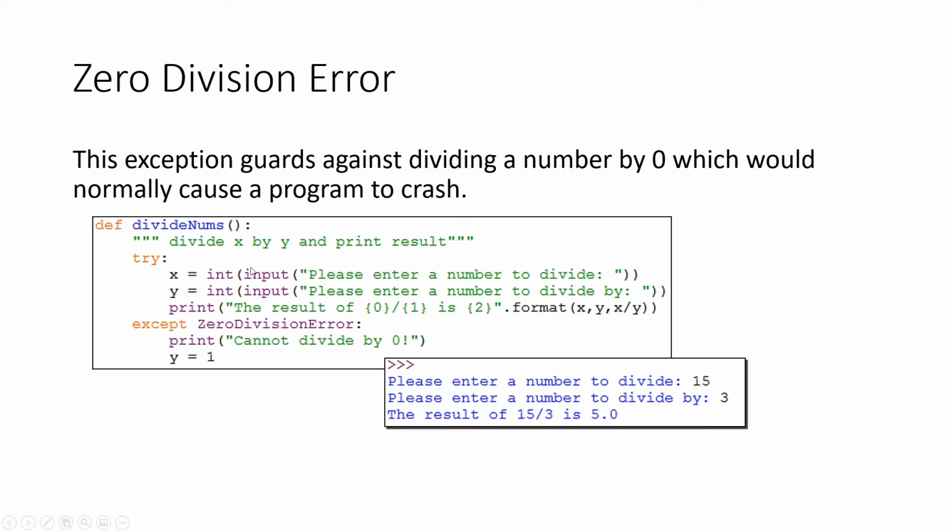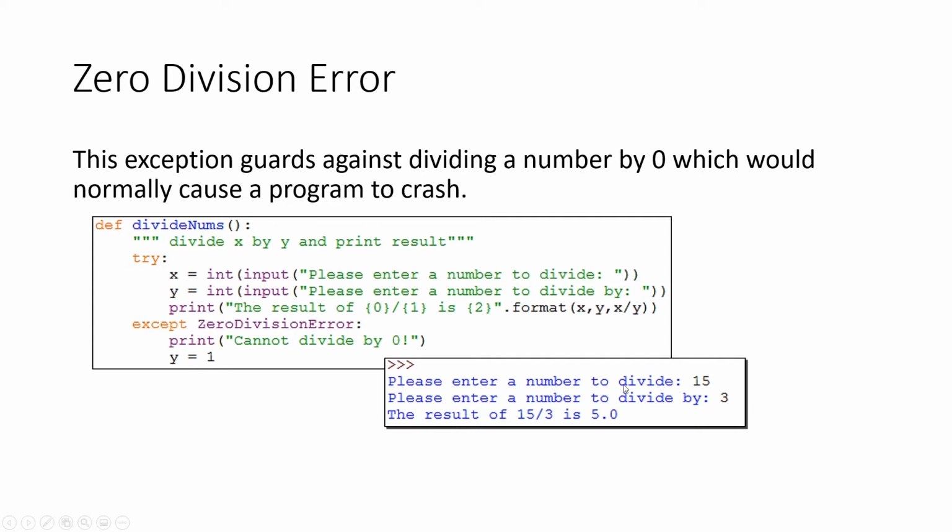So your try here, the risky code is it's taking some input, converting it to an integer. Then we're also taking another string, and then converting it to an integer. And then we're going to divide those together right here, where x divided by y. Now, if there's a problem, if you try and divide by 0, the handler, the except here, should handle that, and it should give you a cannot divide by 0. Then it sets y to 1.